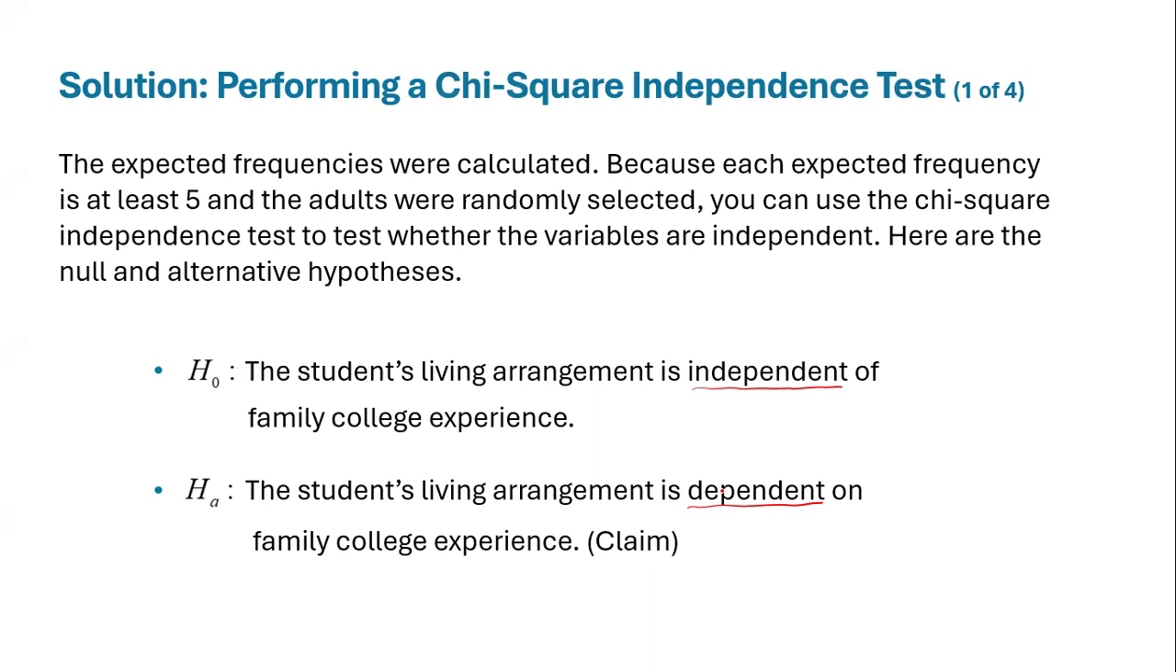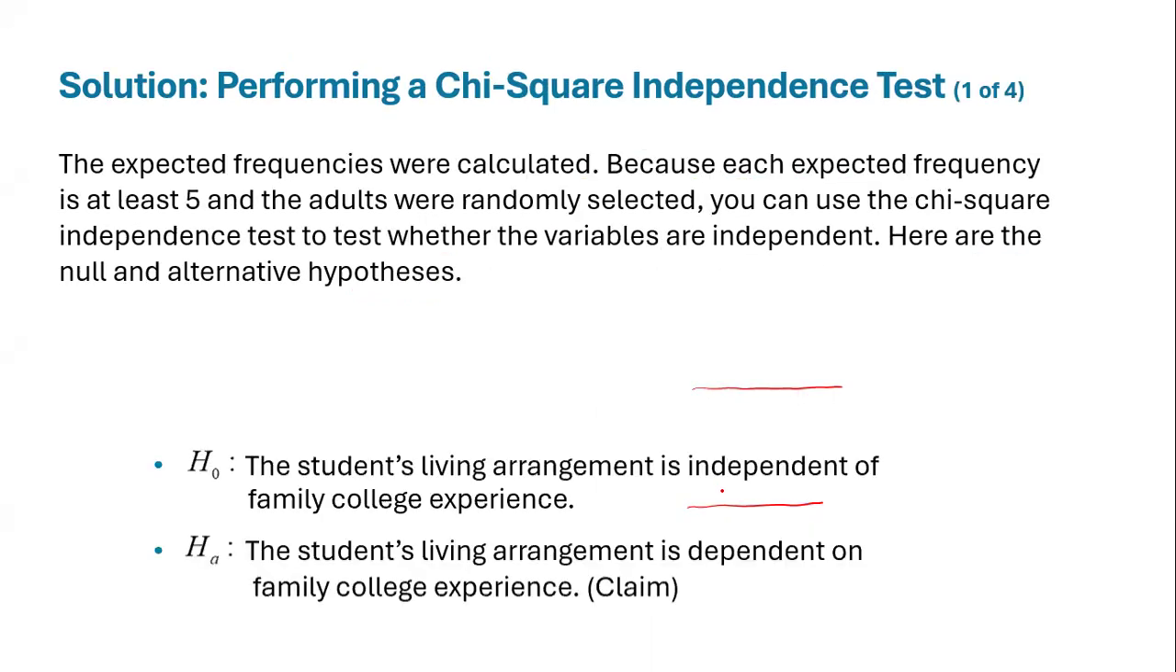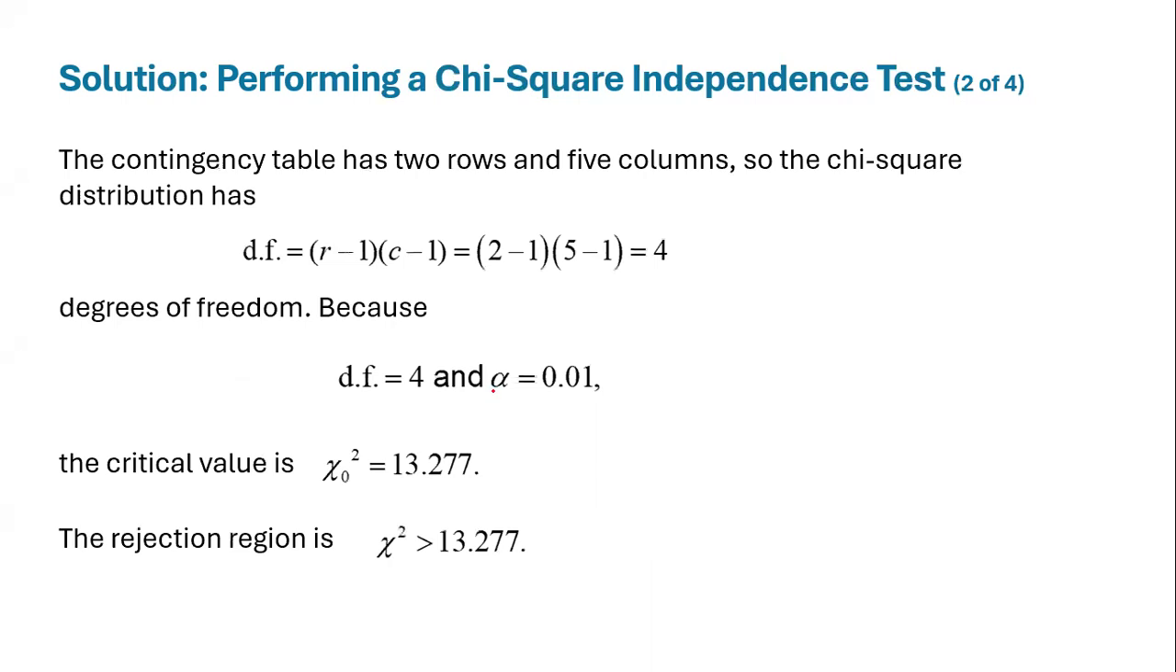So we need to find the degrees of freedom because we need to look at the chi-square table. So this table is a 2 by 5 table. As I show you, (2 minus 1) times (5 minus 1) is 4. The degrees of freedom is 4. And you know the alpha is 1% because the problem is given to us.